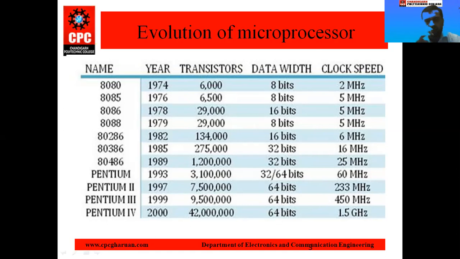This is the evolution of microprocessor, how microprocessors increase year by year. So you can say that the speed of microprocessors is increasing day by day. According to the increase in transistors, the speed is also increasing.